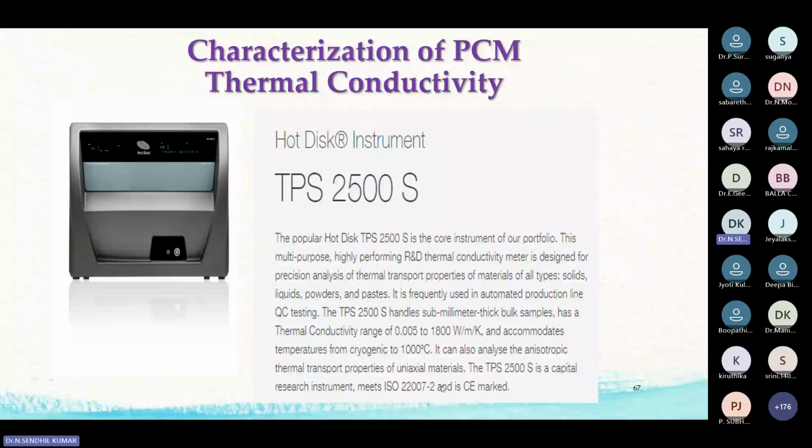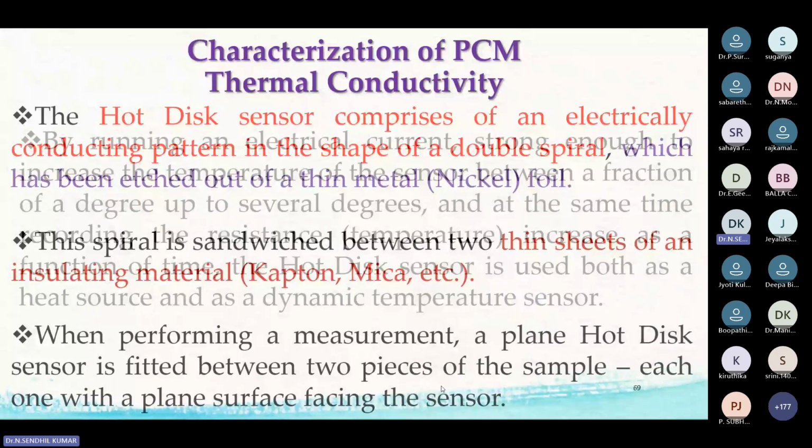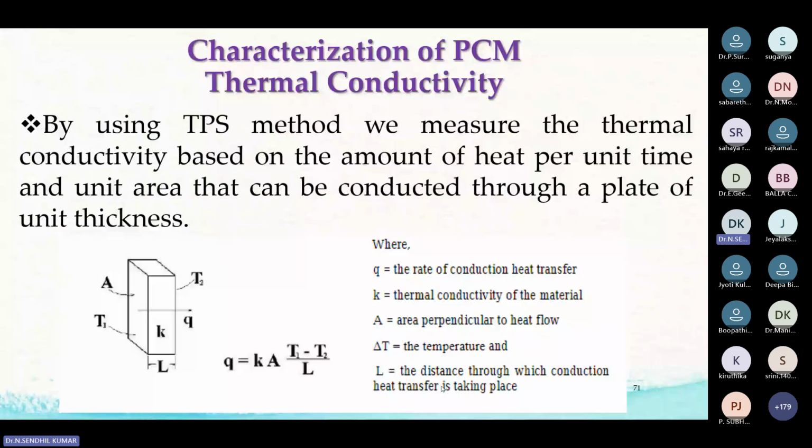So this device will give the thermal conductivity, based on Q = KA ΔT / L. This is the Fourier law of heat conduction. Based on the Fourier law of heat conduction, this is the transient plane method. There are a lot of such devices; I have shown only one of them here. Based on this principle, it will measure the K value.